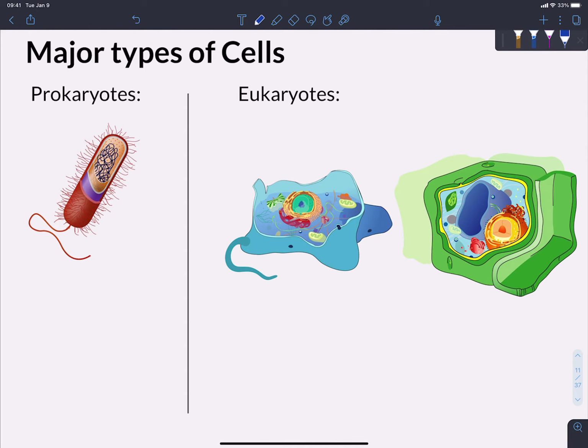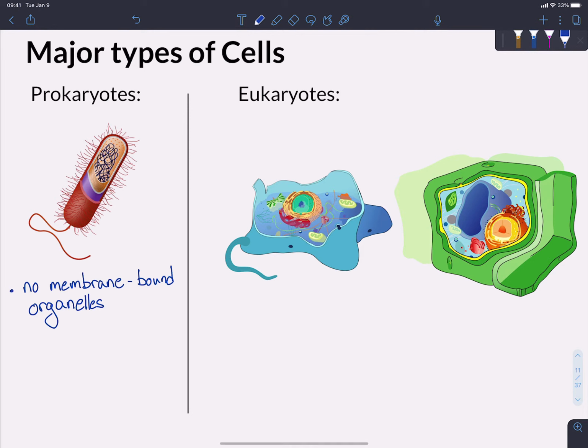We'll talk about the divisions in eukaryotes a little bit later on, but these are representative diagrams of the two major types of eukaryotic cells. The major difference between these two types of cells is that inside of prokaryotes, there are no membrane-bound organelles. In other words, there's nothing inside of a prokaryotic cell that is surrounded by its own internal membrane. That's really the fundamental difference between prokaryotes and eukaryotes.